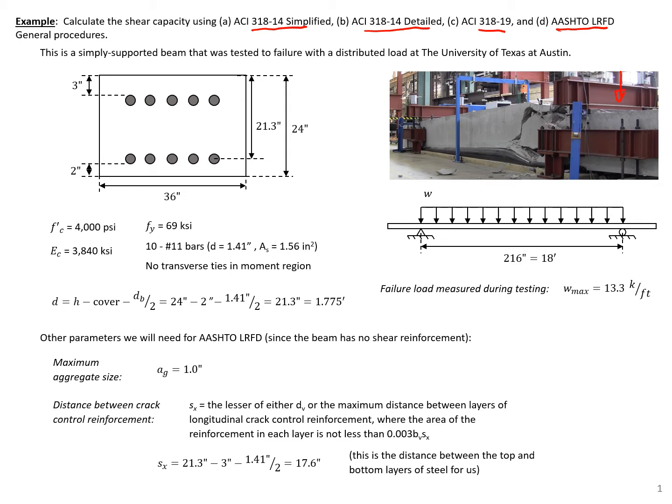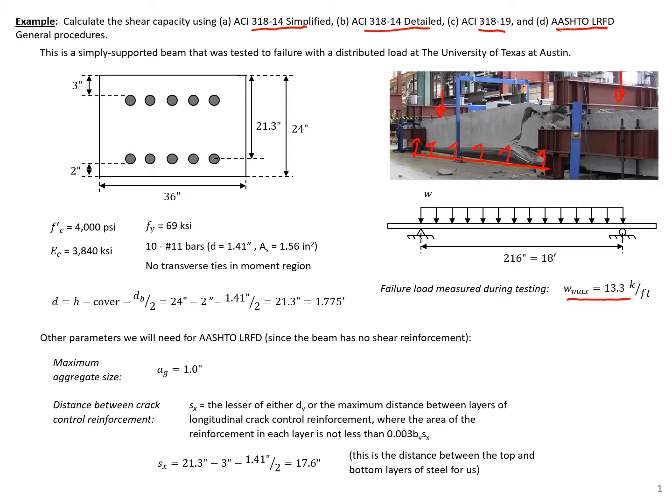at the top here, and a distributed load applied using an airbag along the bottom of the section. So this beam was tested to failure, and the failure load was 13.3 kips per foot. So we're going to compare our estimated strength with the actual failure strength in this example.